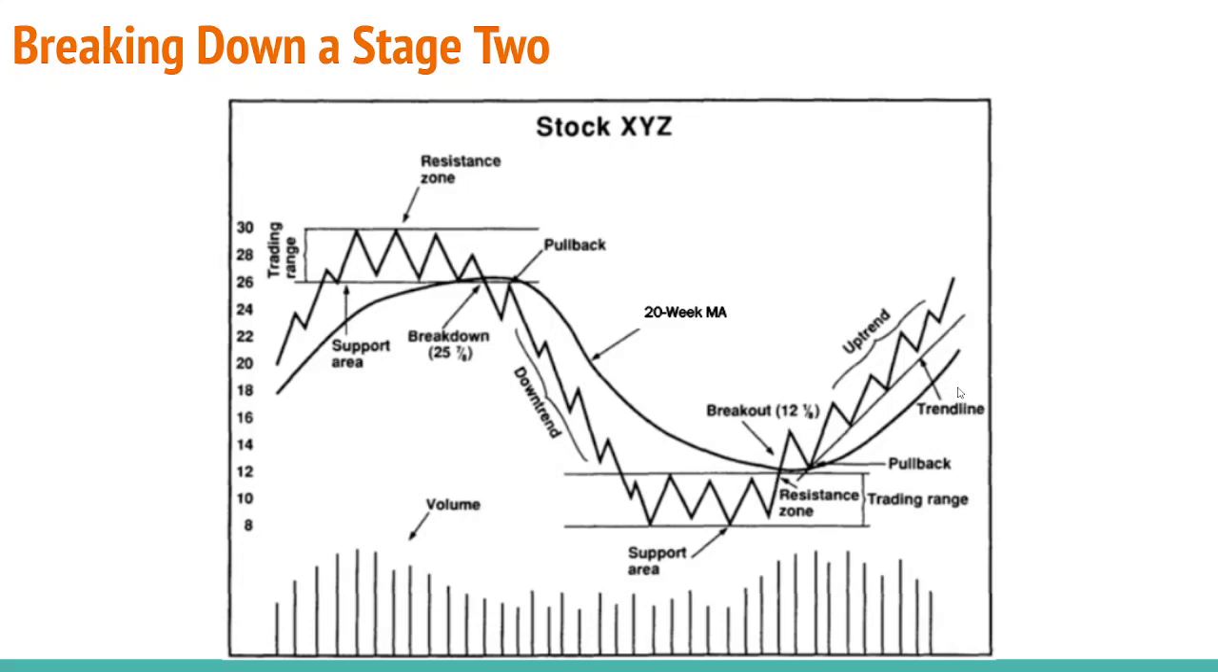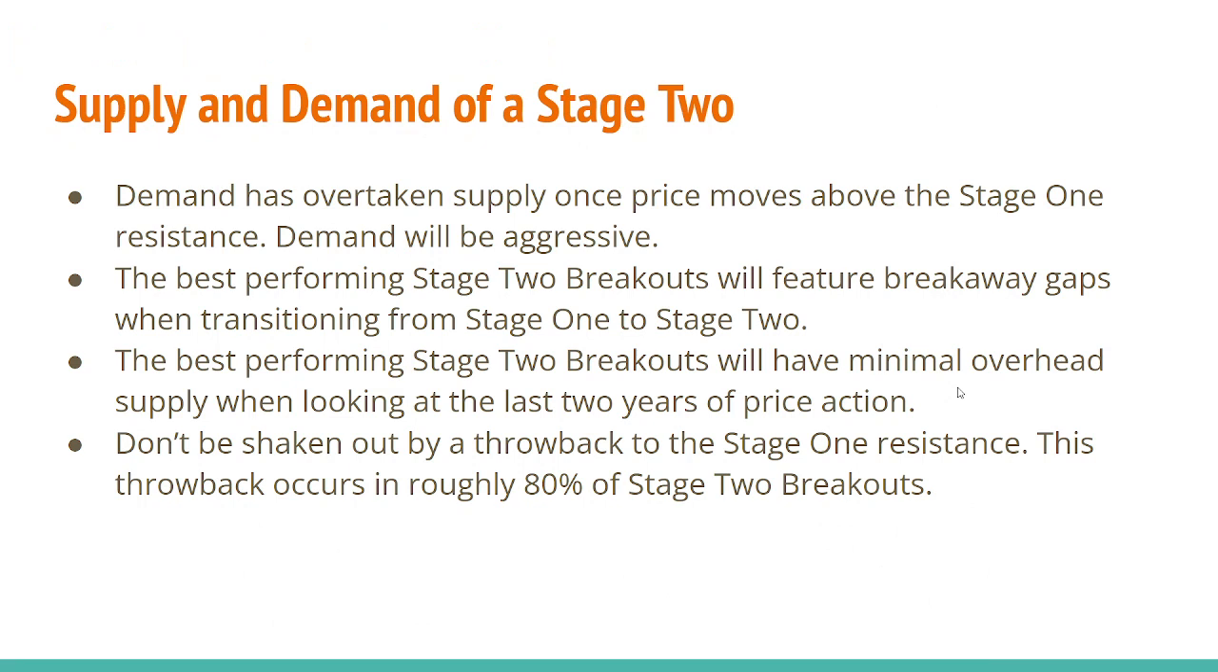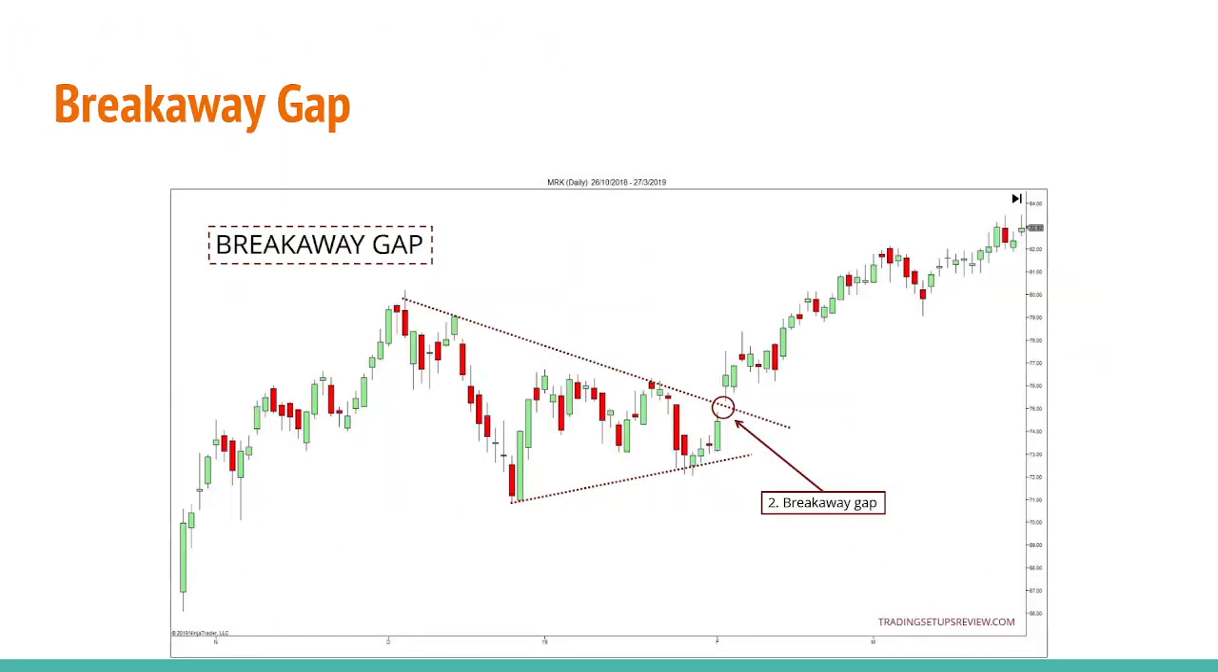The best performing Stage 2 breakouts will feature breakaway gaps when transitioning from Stage 1 to Stage 2. What a breakaway gap is, you have this pattern formation here. We'll call this a descending triangle at the moment. But what you see here is at the Stage 2 breakout, price will gap all the way above the zone, and there will be a void here in price, and that's your breakaway gap. This is important because the breakaway gap signifies that there's strong institutional interest in this asset.